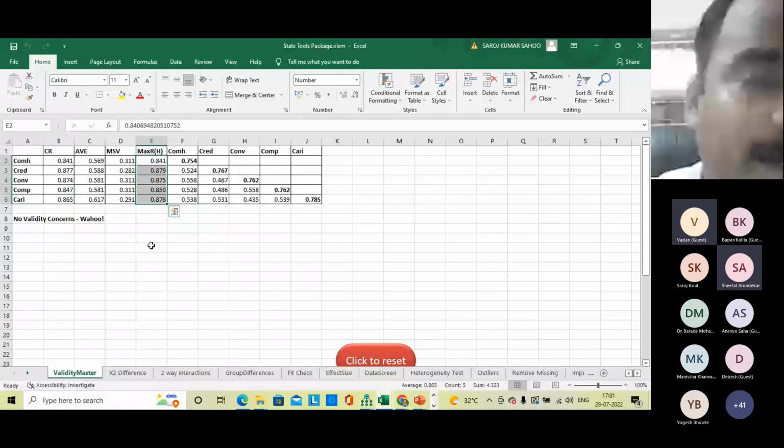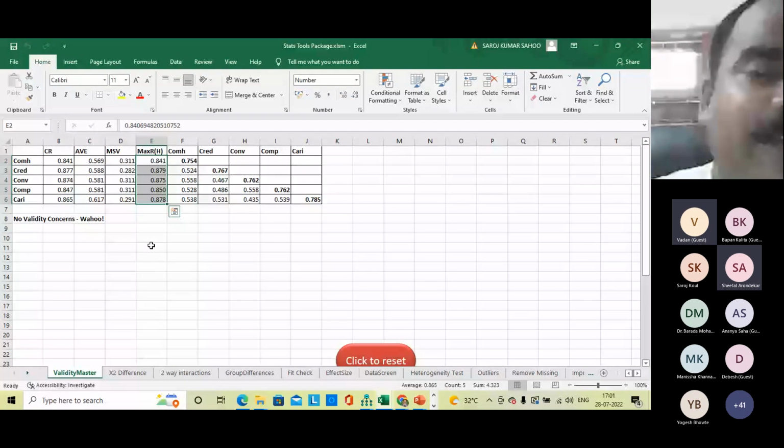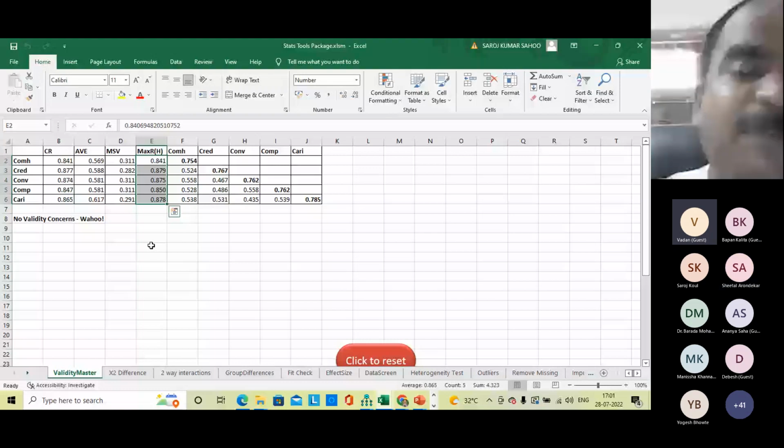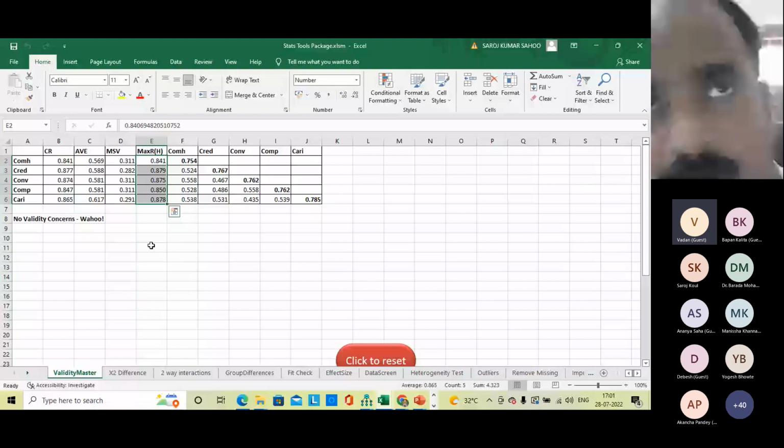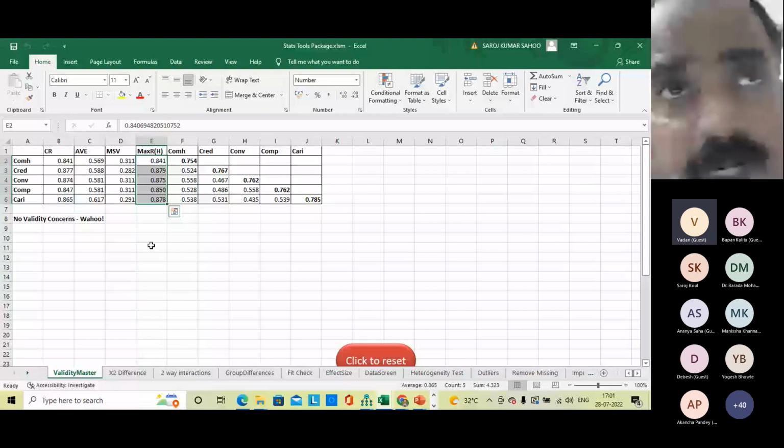So all other criteria remain the same. What are those criteria? AVE should be more than 0.5, MSV should be less than AVE, composite reliability should be more than 0.7. Another criterion of discriminant validity is that the diagonal values must be more than the off-diagonal values, which means the square root of AVE must be higher than the inter-construct correlations. This is the second criterion of discriminant validity.